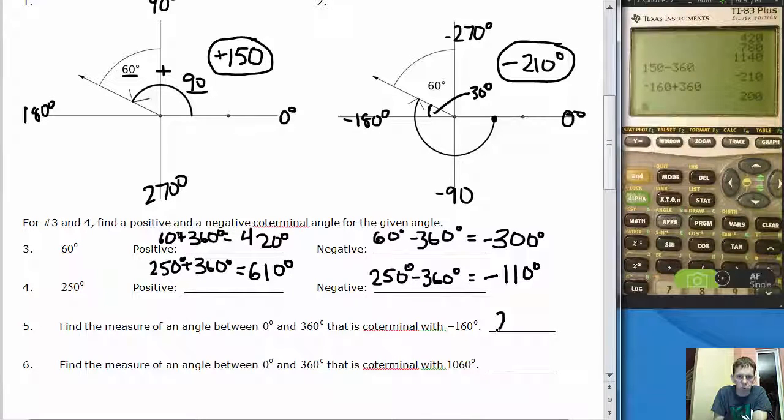Now it gets a little trickier when you're working with numbers that are maybe in the thousands of degrees, for example 1060 degrees. To get this back to an angle that's between 0 and 360, subtracting 360 doesn't quite get you there. You may have to subtract 360 degrees numerous times until you get an angle that's between 0 and 360, like 340 degrees.